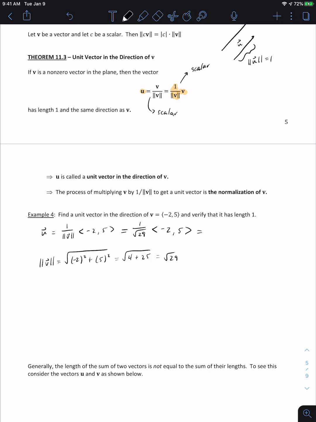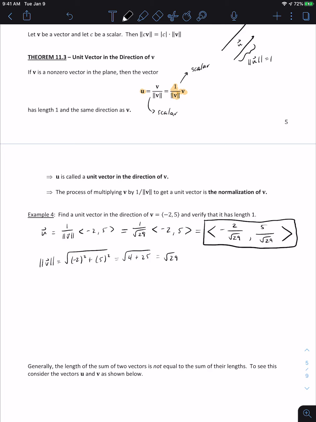And remember, what do we do with scalars? We distribute it inside. So this ends up being the vector -2 over radical 29 and 5 over radical 29. Oftentimes, these unit vectors in the same direction tend to be kind of ugly like that because you always are going to have a radical when you do the magnitude, unless it's a perfect square. All right, so that is the unit vector in the direction of v, which is -2, 5.